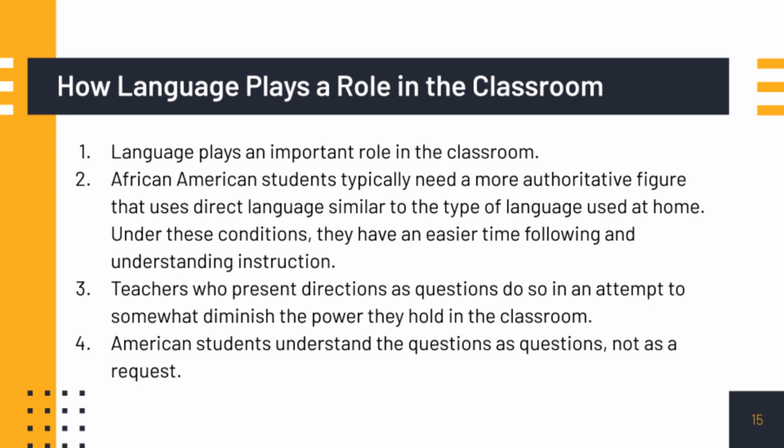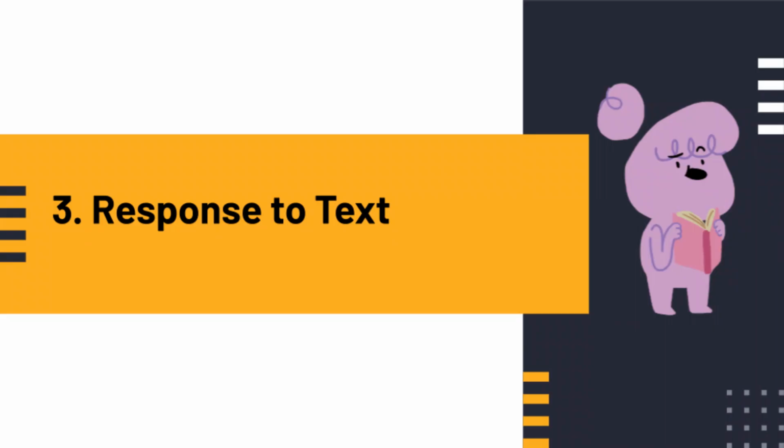For example, "Can you sit down?" poses the option between yes or no. As a result, students may respond with "I don't want to." Due to this, African American students tend to not do what the teachers ask because of misinterpretation of language and are therefore labeled as problematic or lacking intelligence. Now we move on to response to text.